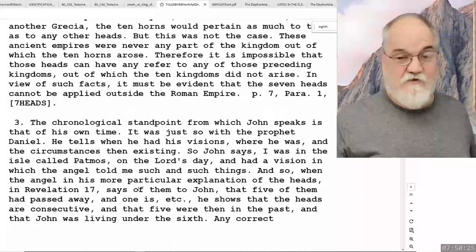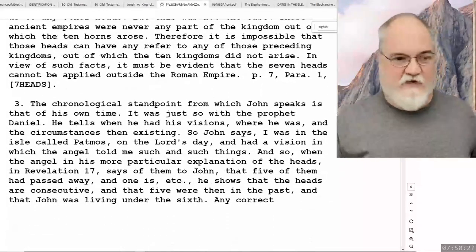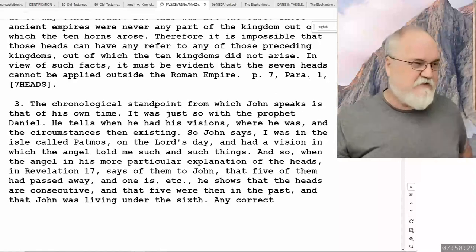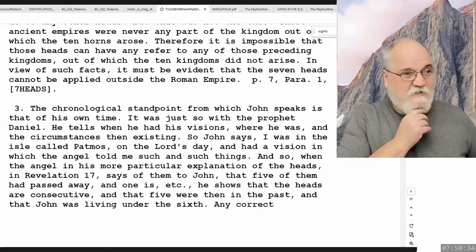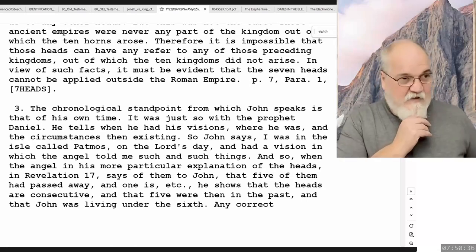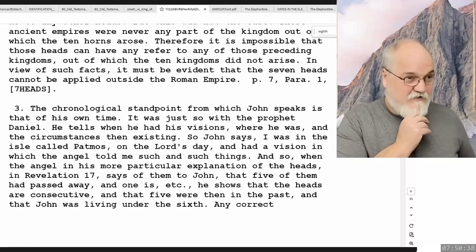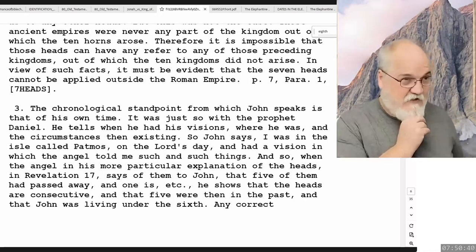Now then he says, now this is the one that we were touching on already, and we're just going to finish with this. We have about 10 more minutes. Okay, so the chronological standpoint from which John speaks is that of his own time. It was just so with the prophet Daniel. He tells when he had his visions, where he was, and the circumstances then existing. So John says, I was in the isle called Patmos on the Lord's day and had a vision in which the angel told me such and such things.